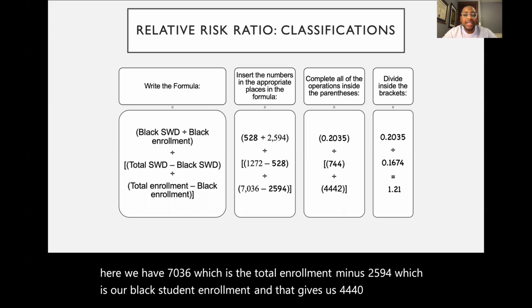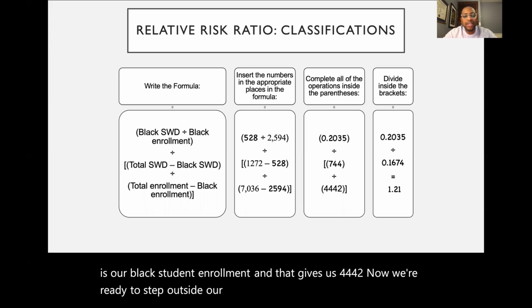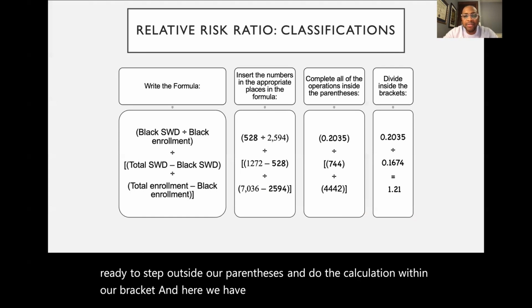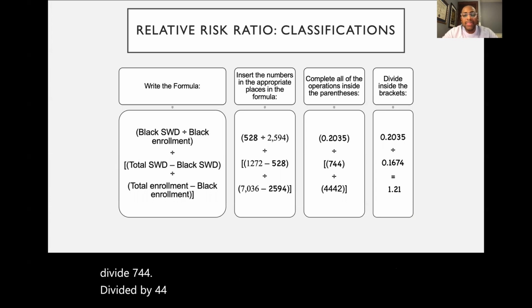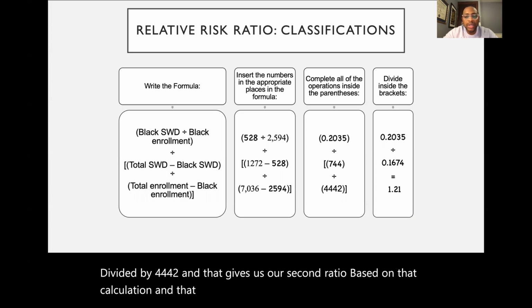Now we're ready to step outside our parentheses and do the calculation within our brackets. And here we have to divide 744 divided by 4,442. And that gives us our second ratio based on that calculation. And that ratio is 0.1674. And as you'll see, I've put all the numbers on the fourth column here.